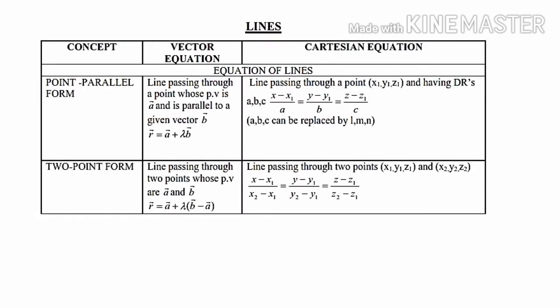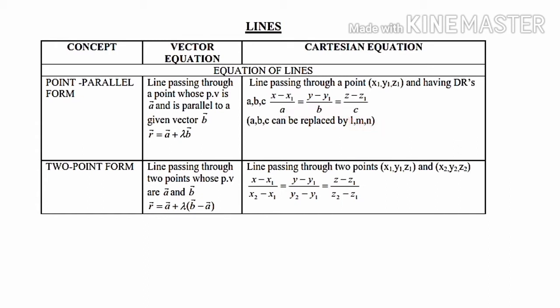Before starting the session, let's recall the formulae of lines in a plane. The first one is point parallel form. Vector equation is vector r is equal to vector a plus lambda into vector b, and the Cartesian equation is x minus x1 by a equal to y minus y1 by b equal to z minus z1 by c. Here a, b, c are the direction ratios. Instead of direction ratios, if direction cosines are given, a, b, c can be replaced by l, m and n.